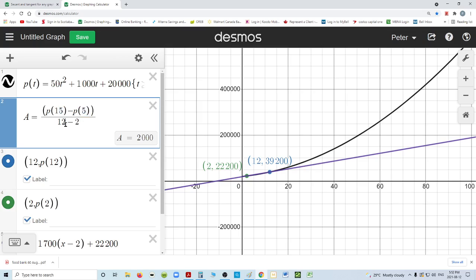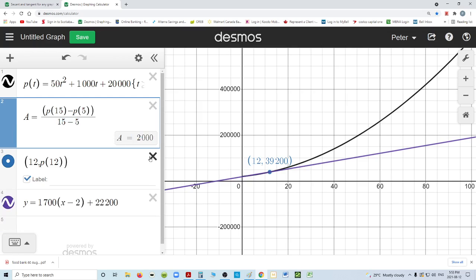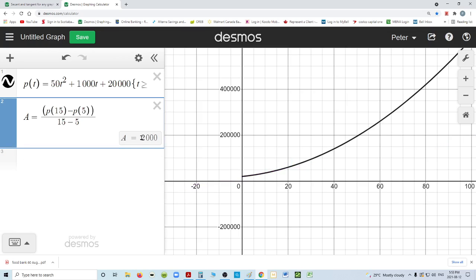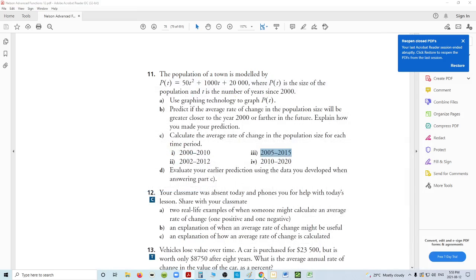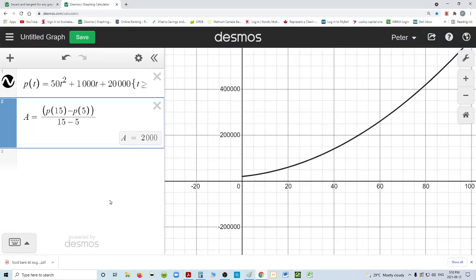And then don't forget you've actually got to change it down here, 15 minus 5. I could just write in the division here, but I'm trying to show you the delta x, delta 5. And between that time period, and I'm going to skip the dots and the lines, there's a rate of change of 2,000. And then the last one they want is between 10 years between 2010 and 2020.